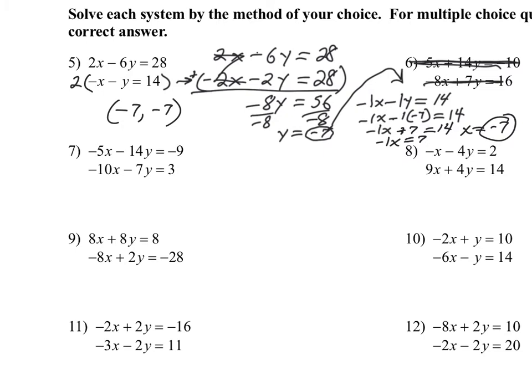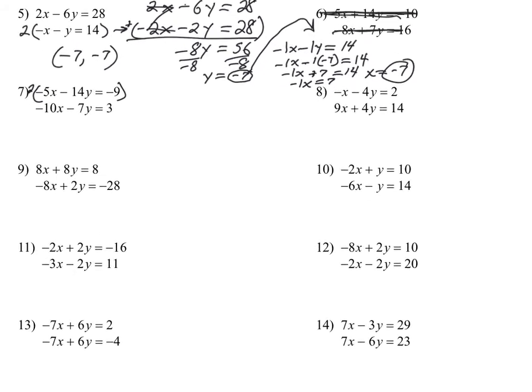Okay? So I could use elimination for problem number 7 by multiplying this first equation by 2. I would get exactly the same x values. So you do that and finish that problem. Let's drop down to number 10.